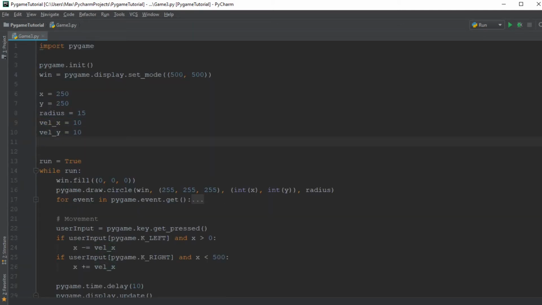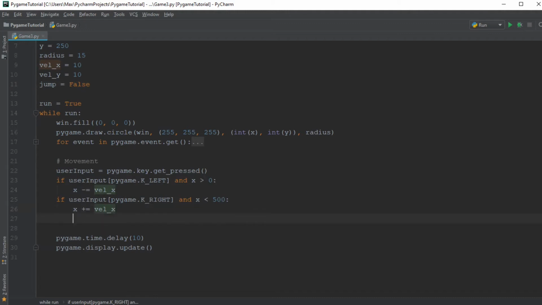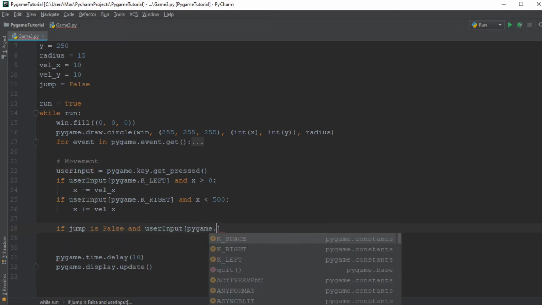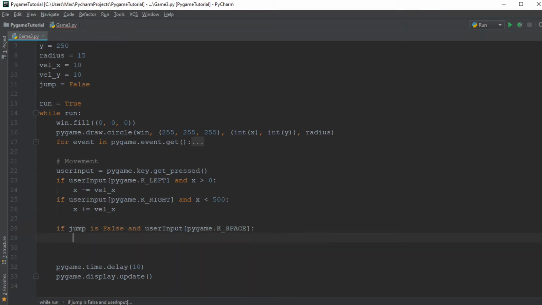Alright, so now we have split the component of velocity into two dimensions, and the next thing we need to do is introduce a variable called jump. And by default it is going to be false, because when you're starting off the game you don't want to be jumping right off the get-go, you want to jump when you press the spacebar. Having said that, we want to write if jump is false and user input is the space key, so pygame.space, then we want to execute the following code. We want to change the jump variable to true.